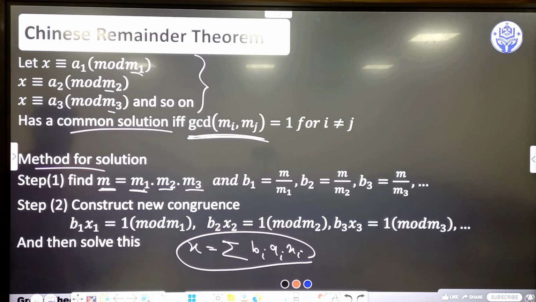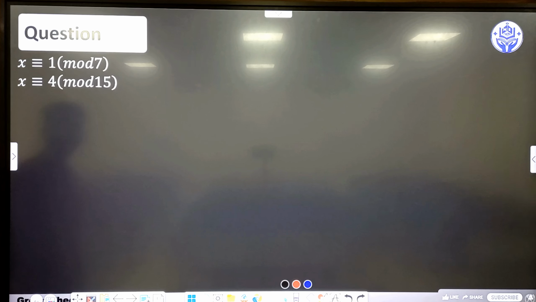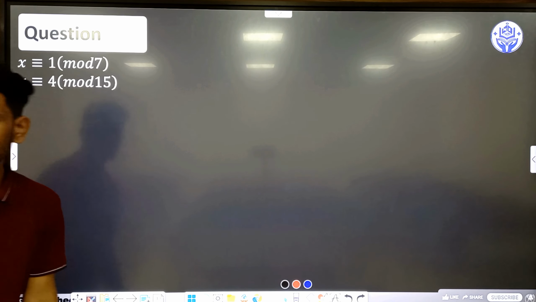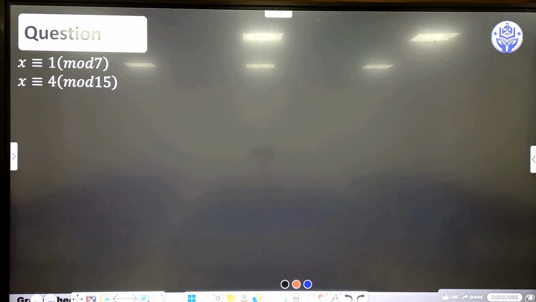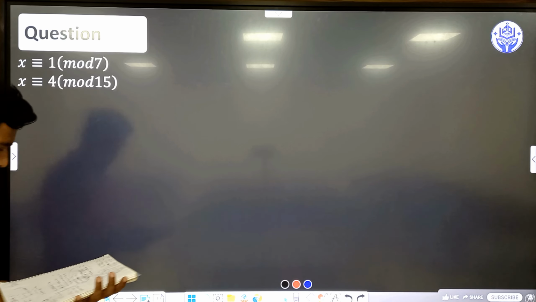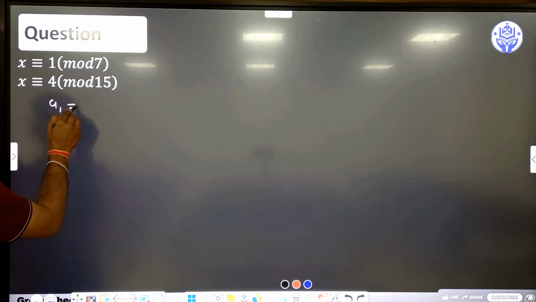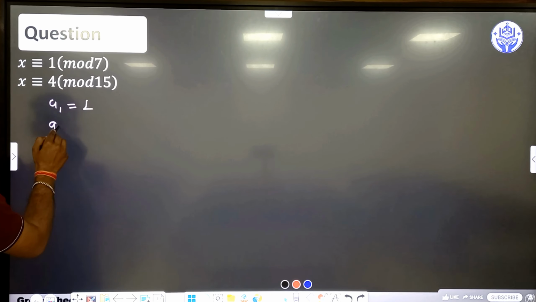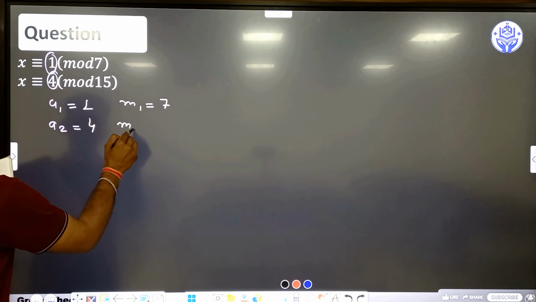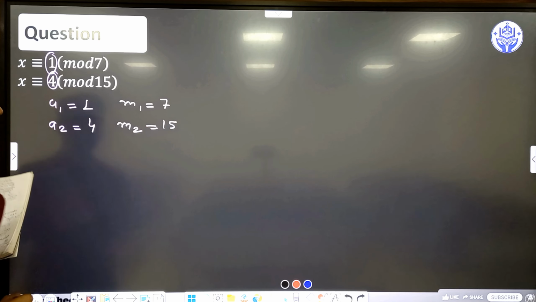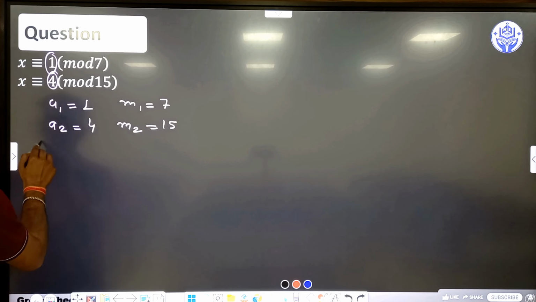So this is the Chinese remainder theorem. Okay, we'll see one problem so that we can easily get the concept. Here are some calculations I have already done, and then I will show you. Yes, so we have this question. Here, first of all, what is my a1? A1 is 1. What is my a2? That is 4. These are a1 and a2. And what is my m1? That is 7. What is my m2? That is 15.